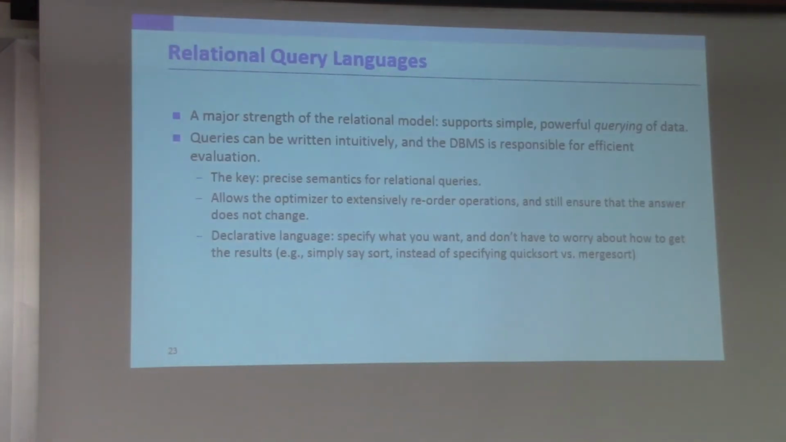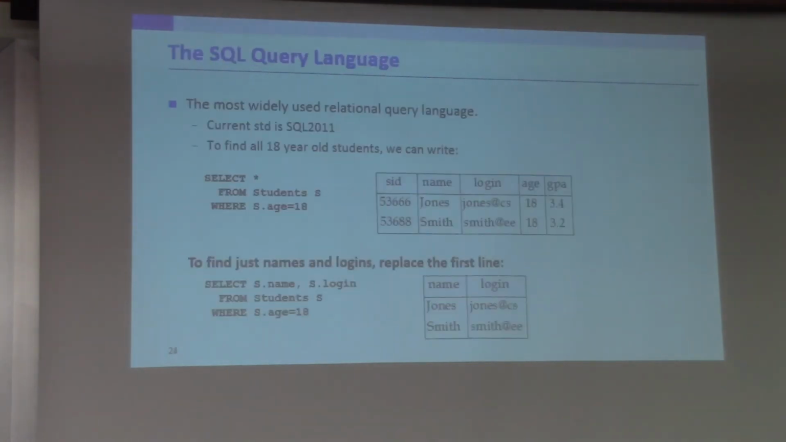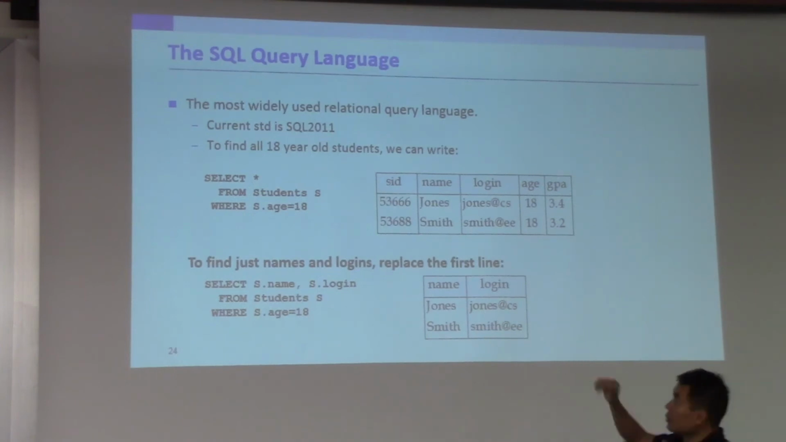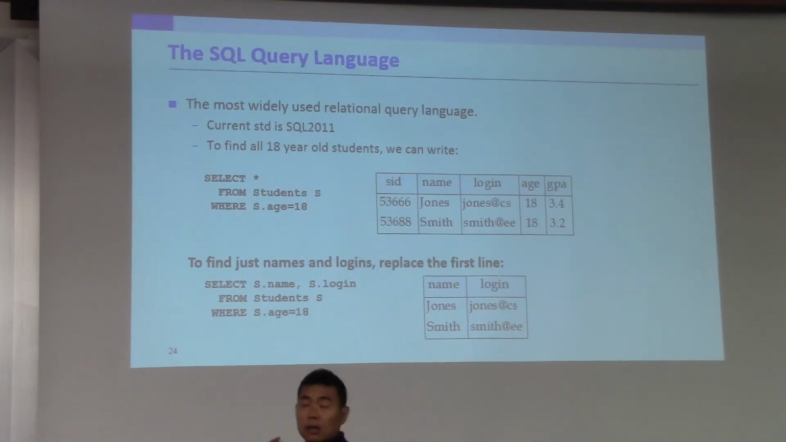Now, lastly, I want to briefly talk about relational query language, the DML, data manipulation language. So here is some really simple example of DML. For example, I want to find student records with age value 18. You do that using select star from students where student age equals 18.